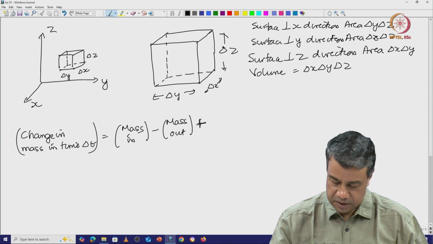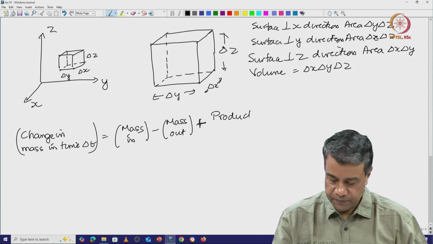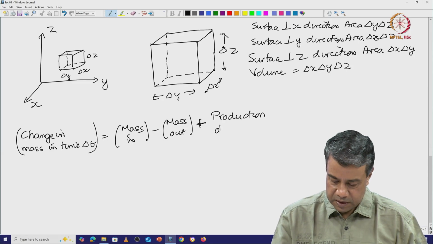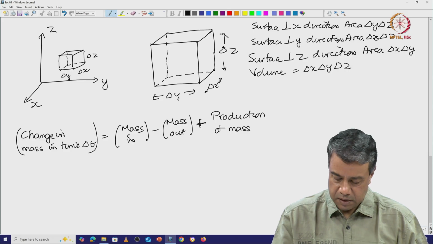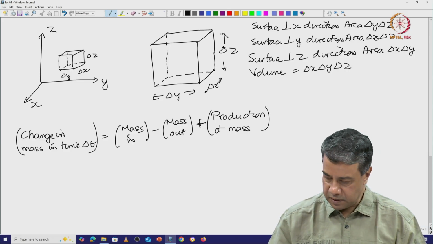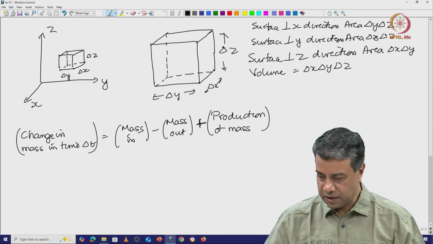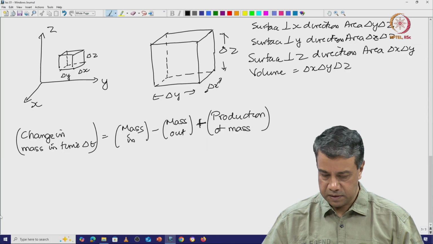So, plus the, I will call it the production of mass in this differential volume. So, that is the basic principle of mass conservation. And we have to evaluate each term in this expression here.